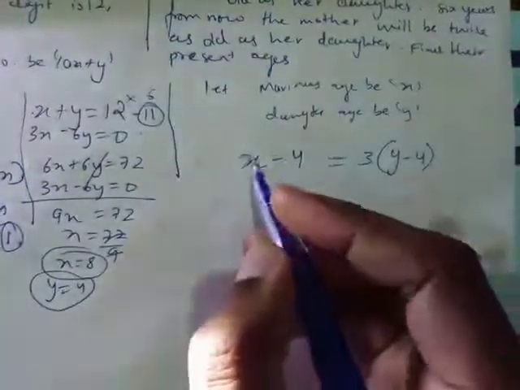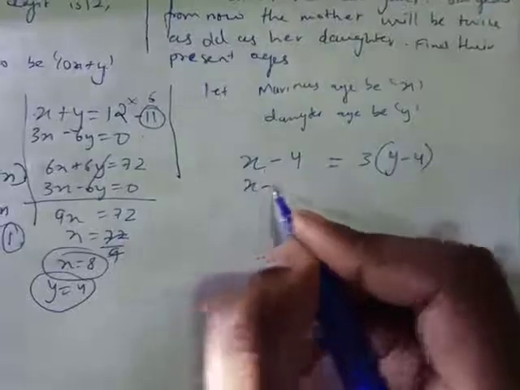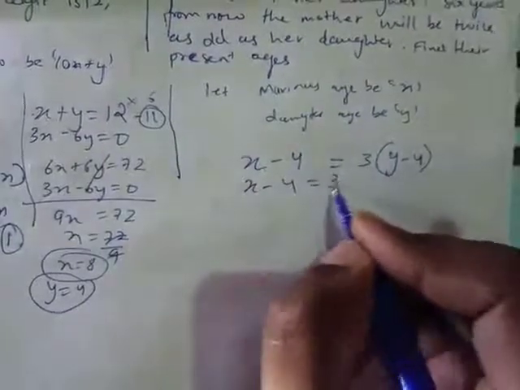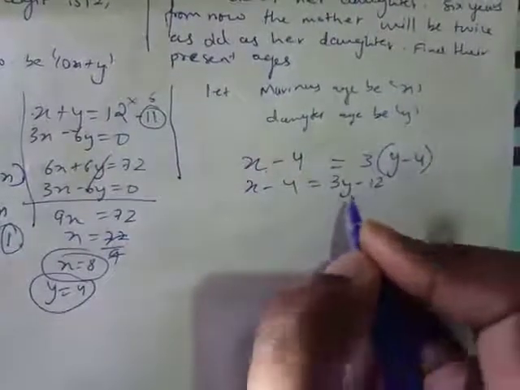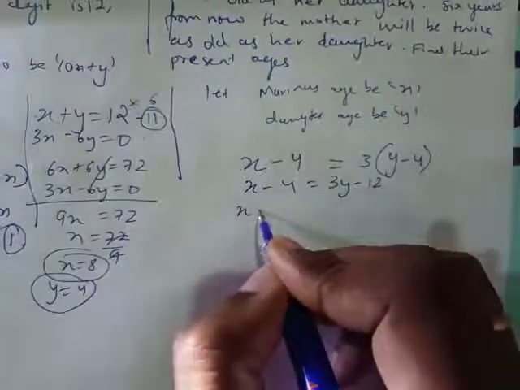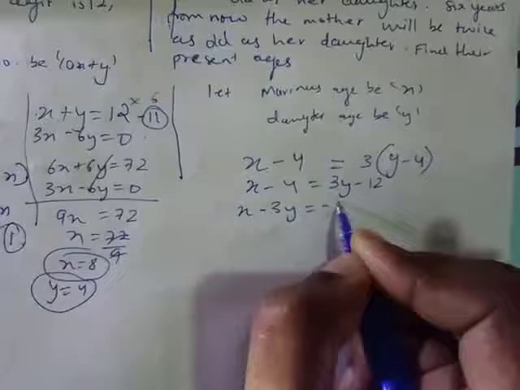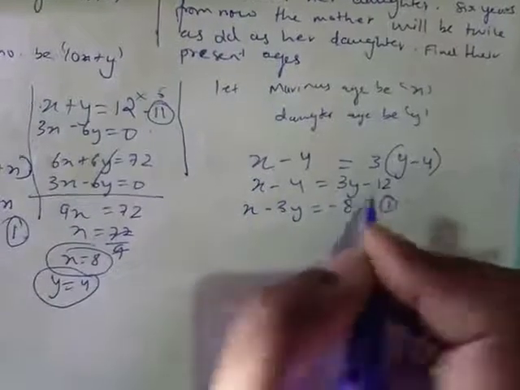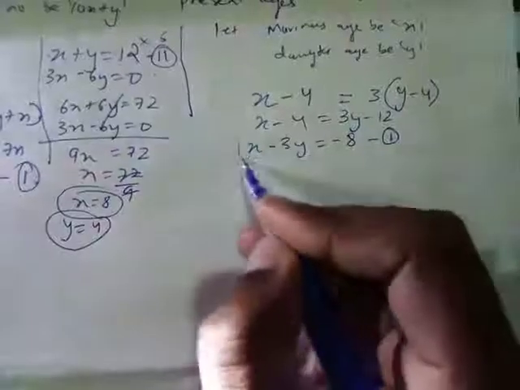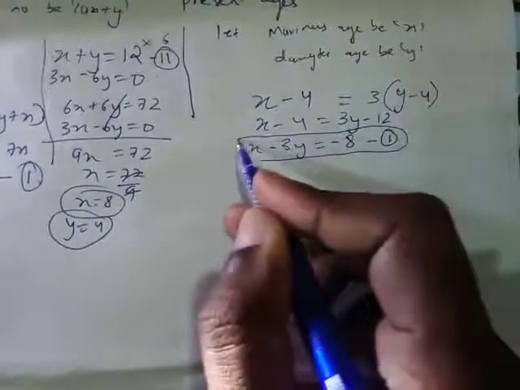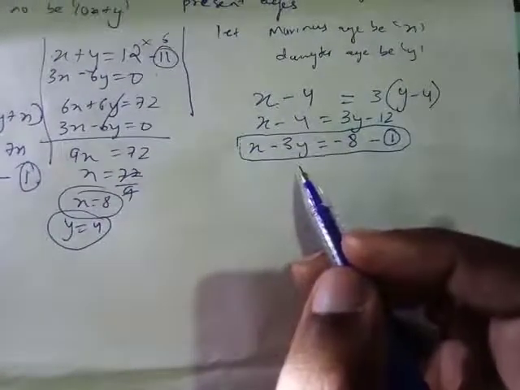If you want to simplify the equation more, you are most welcome to. So you'll get 3y minus 12, and then shift everything to one side, so you get x minus 3y equals minus 8. This is your first equation. Okay, so you got your first equation. I'm going to put that in the box. Let's see the second equation.